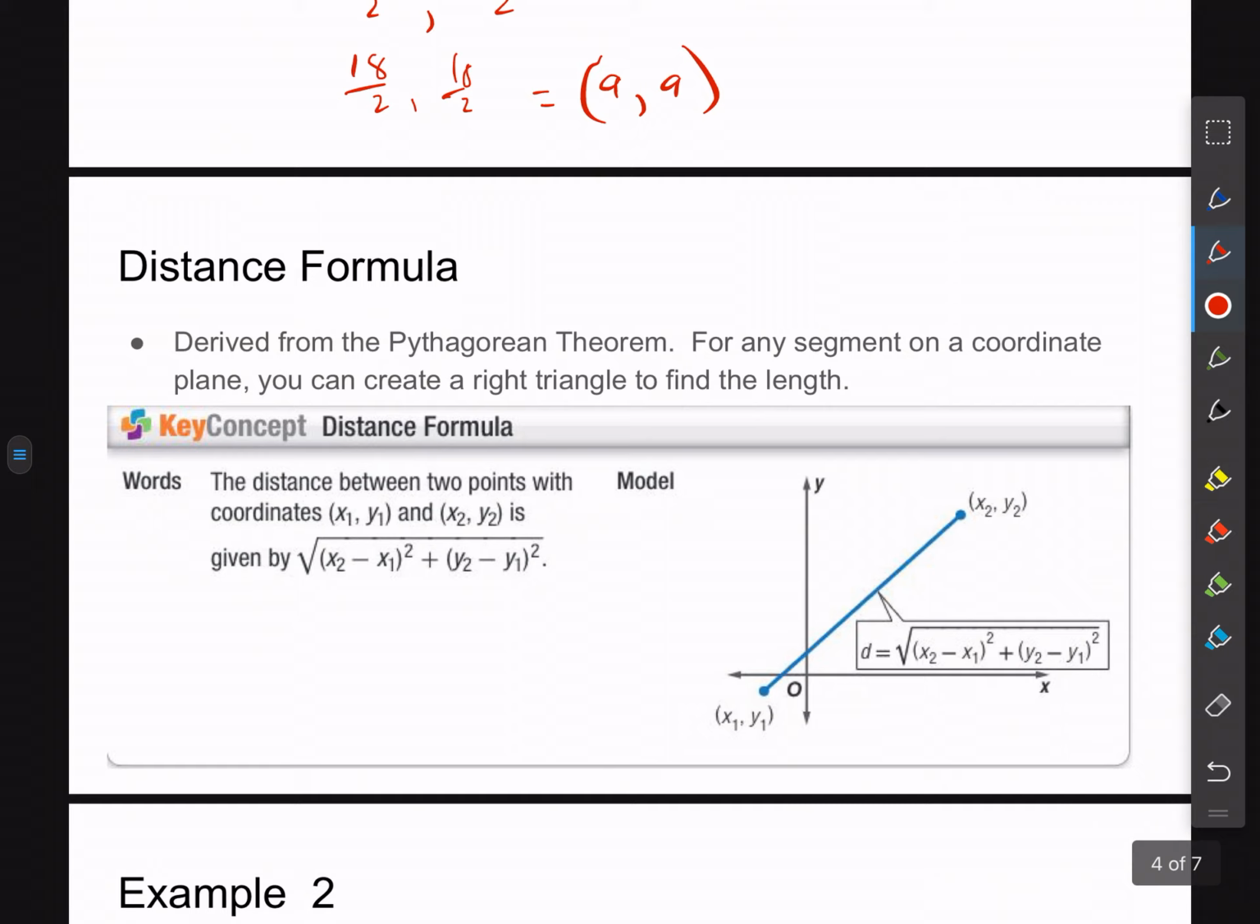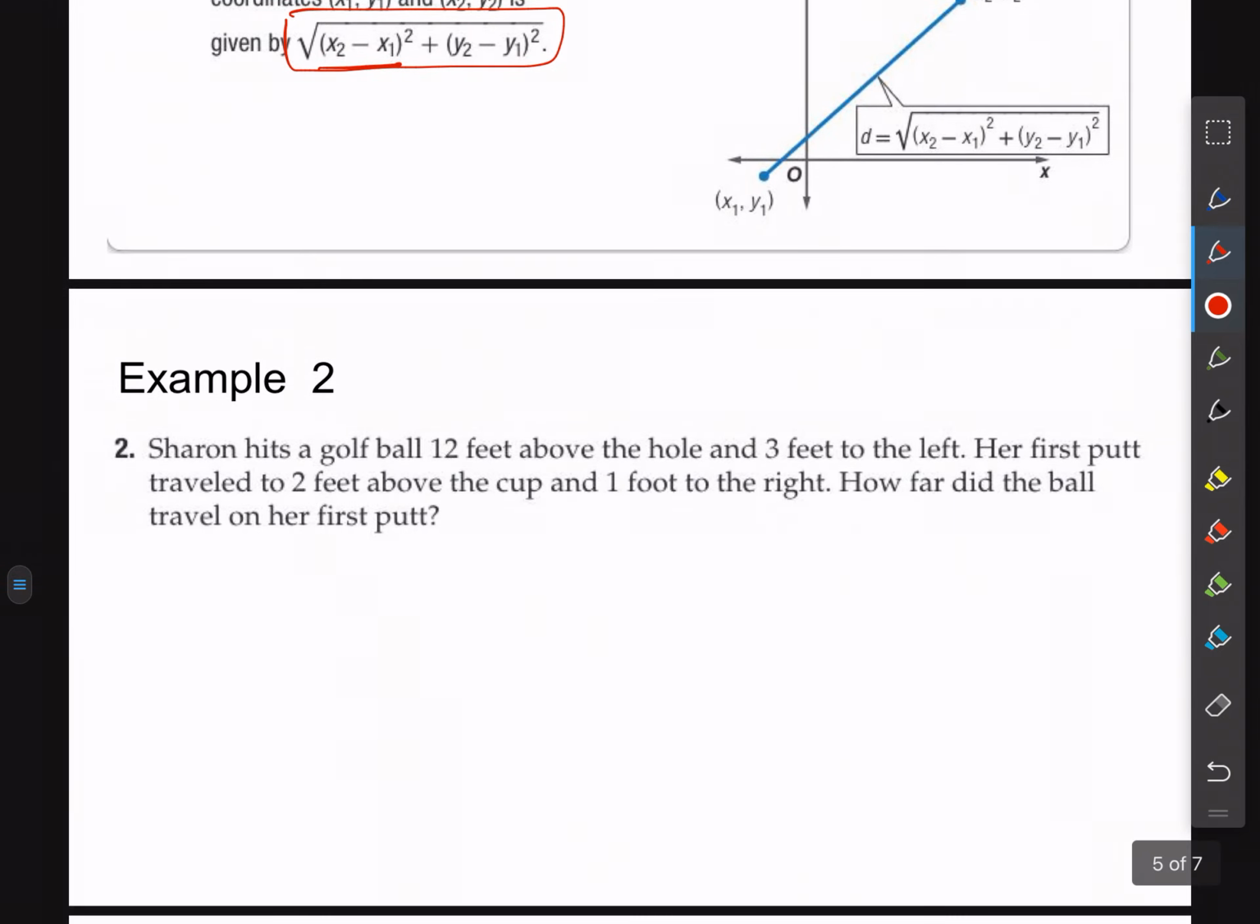Distance formula. Again, distance formula is just derived from the Pythagorean theorem, but it's the change in x squared plus the change in y squared. And then we take the square root of that answer. Okay, so just that's the review on the distance formula. And let's look at example 2.